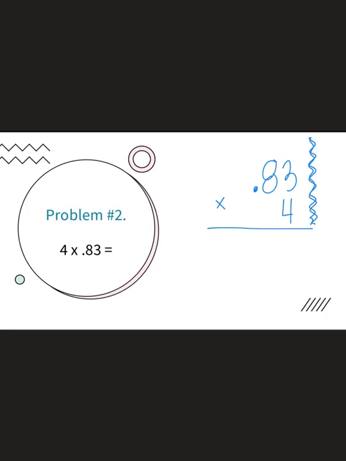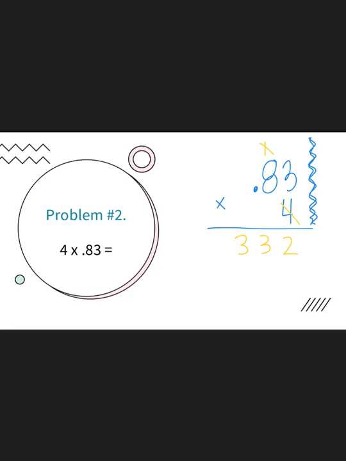So now that we have it set up, all we have to do is do our multiplication. So 4 times 3 is 12. Put your 2, carry your 1. 4 times 8 is 32, plus 1 is 33. And then I still like to tic-tac-toe, so I am done.